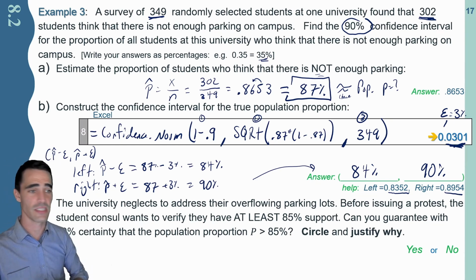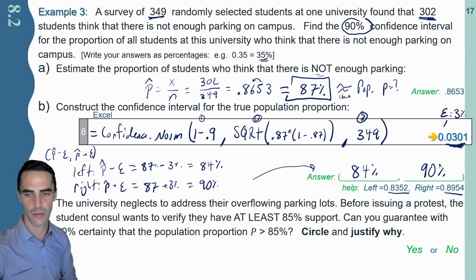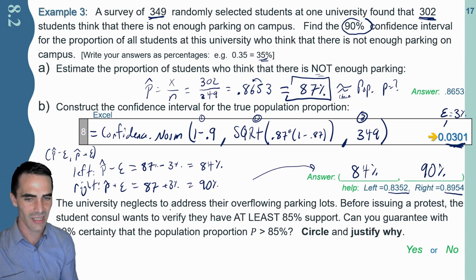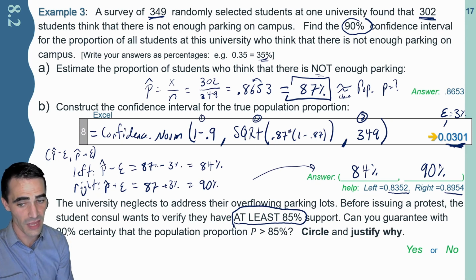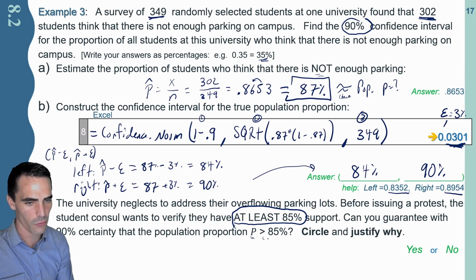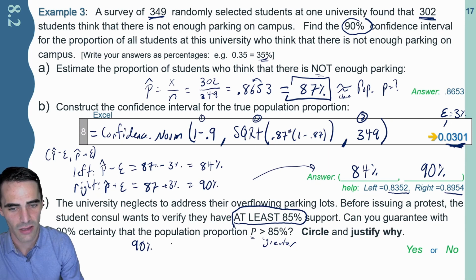So now we're thinking we have our confidence interval. Let's start projecting this information. Not so fast. We're going to run into a pickle. Let me show you. The university neglects to address their overflowing parking lots. Before issuing a protest, right, because we're upset, the student council wants to verify that they have at least 85% support. So question for us, can you guarantee with 90% certainty that the population proportion P is at least 85%?